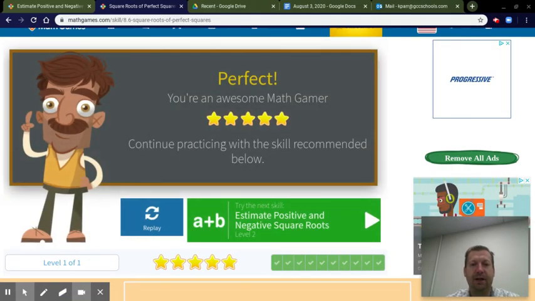Once you get done with the level, you need to click on this right here to go to the next level, and they get just a little bit more difficult.